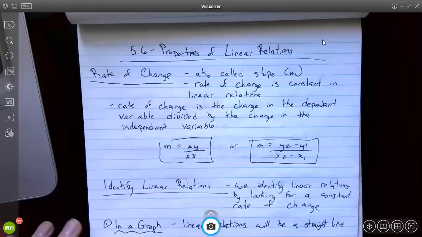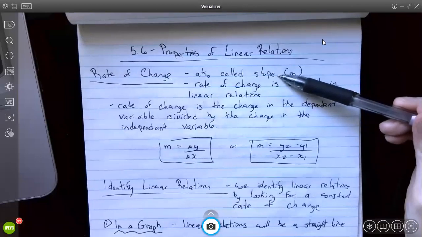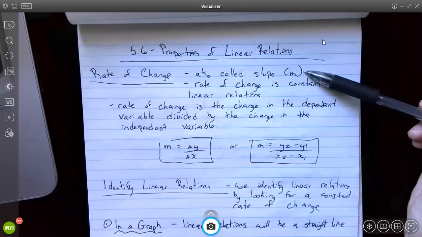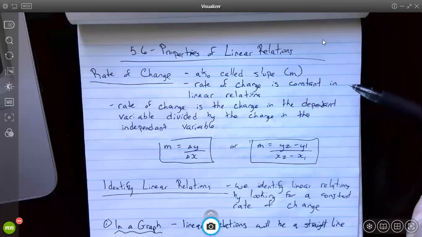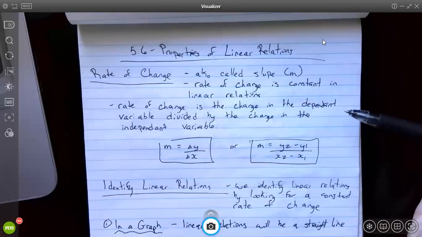Okay, so the first thing that we're going to be reviewing in today's lesson is what rate of change means. So rate of change is also sometimes referred to as slope, which is represented by the letter M anytime we're writing equations or doing calculations. In a linear relation, the rate of change must be constant, and we calculate the rate of change by dividing the change in the dependent variable by the change in the independent variable. So just a reminder, the dependent variable is your y value, the independent variable is your x value.